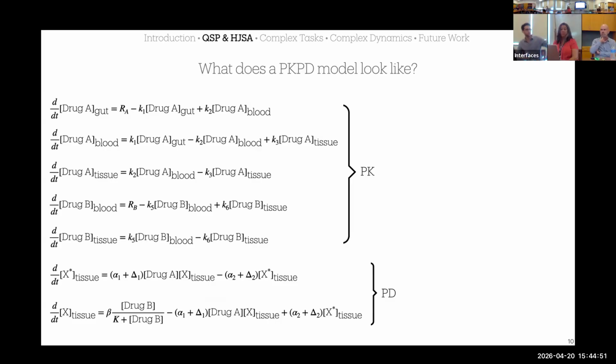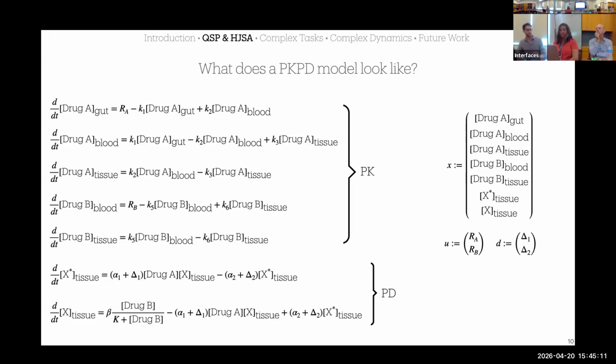So in these PK/PD models, you have, again, two sections, the pharmacokinetics and pharmacodynamics. So let's say I have a three compartment PK model with two drugs that I'm considering, drug A and drug B. And then I have some downstream protein, which can be phosphorylated or unphosphorylated. And what the drug does is it changes the protein state between the phosphorylated and unphosphorylated state.